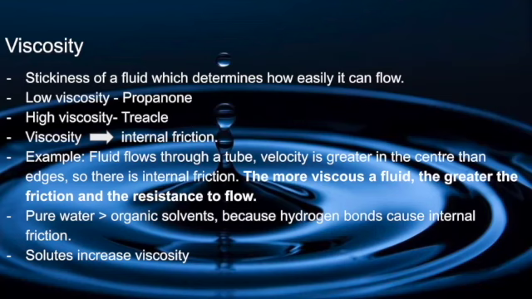Secondly, we've got viscosity. So, viscosity is basically just the stickiness of the fluid and how easily it flows. So an example of low viscosity is propane, and high viscosity is treacle. Basically, viscosity is the internal friction of a liquid. I'll give you an example. Fluid flows through a tube. Velocity is greater in the center than in the edges, so there is internal friction. The more viscous a fluid, the greater the friction and the resistance to flow.